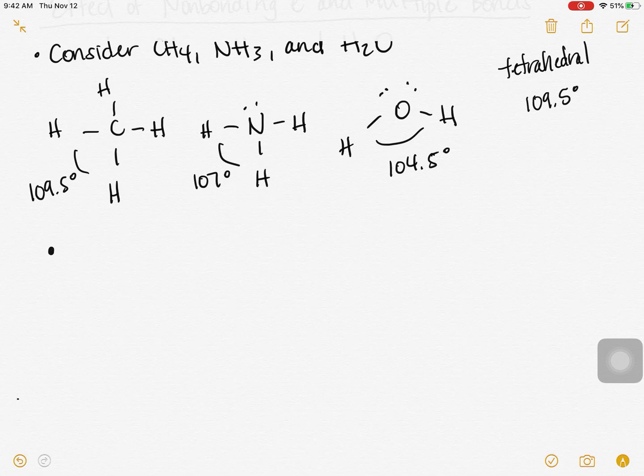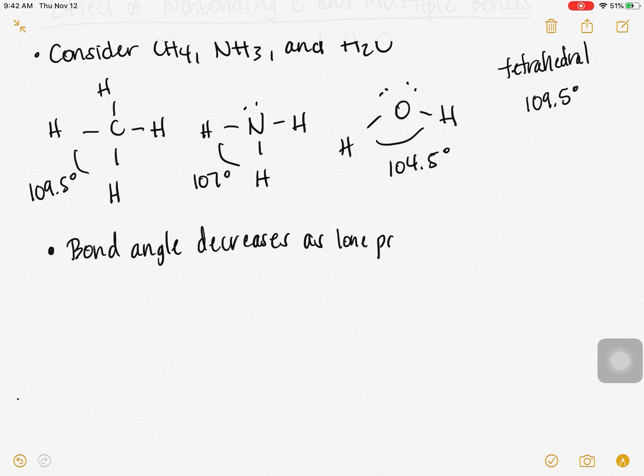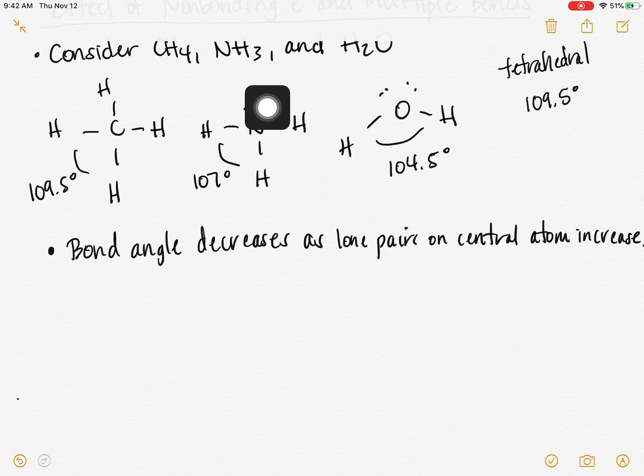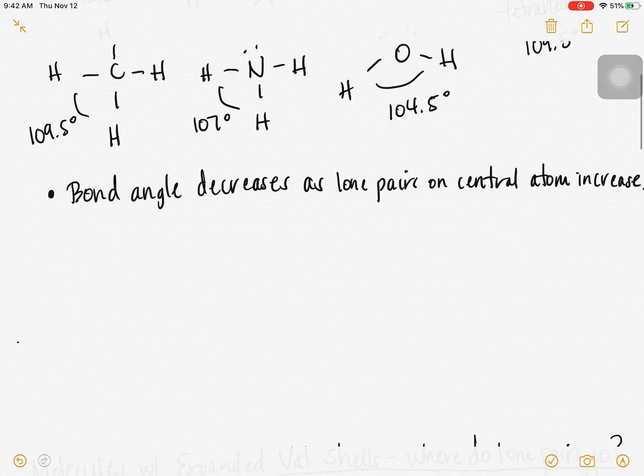104.5. Okay, so why? Well, the first statement we're going to make is just a bold statement that says that the bond angle decreases as lone pairs on central atom increase. We can see that pretty clearly in this example. CH4 has no lone pairs, NH3 has the 1 lone pair, and then H2O has 2, and my bond angle is decreasing in those scenarios. Okay, but the bigger issue here, of course, is the why.